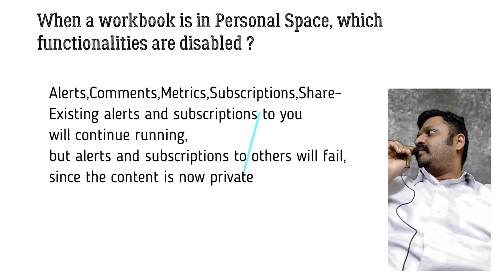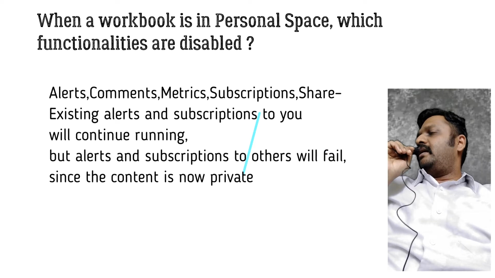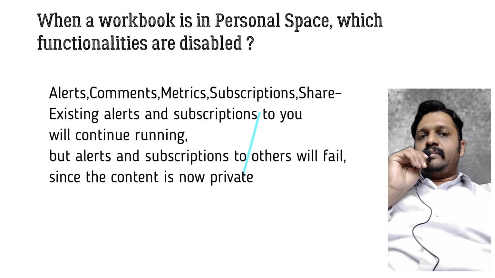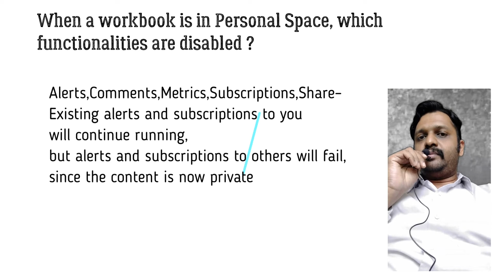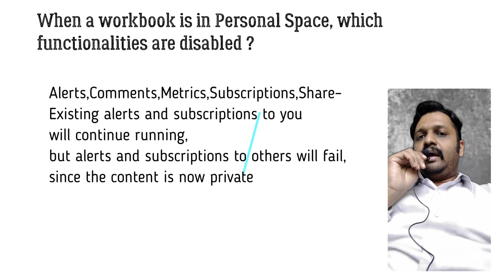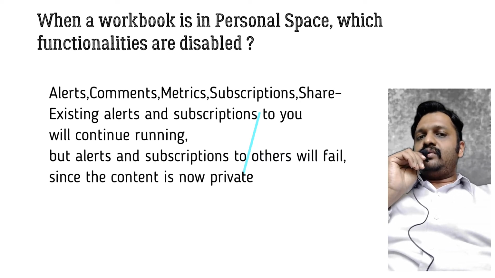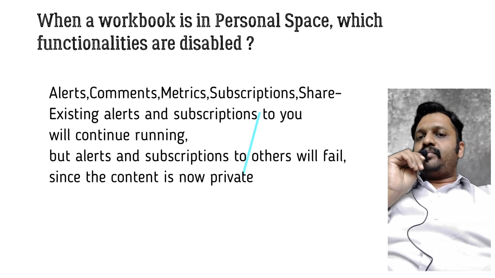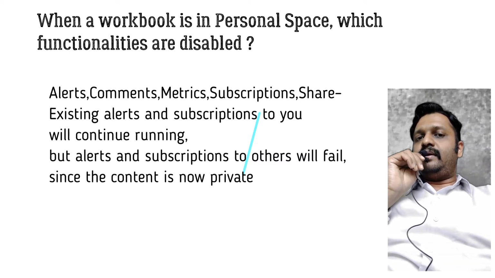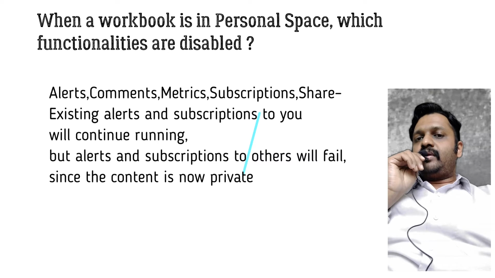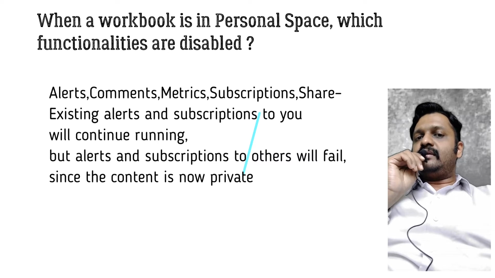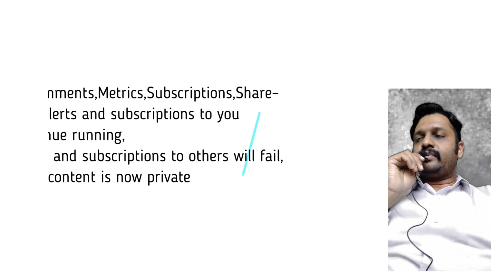Next question. When a workbook is in a personal space, which functions are disabled? Alerts, comments, metrics, subscriptions, share. Existing alerts and subscriptions to you will continue running, but alerts and subscriptions to others will fail, since the content is now private.